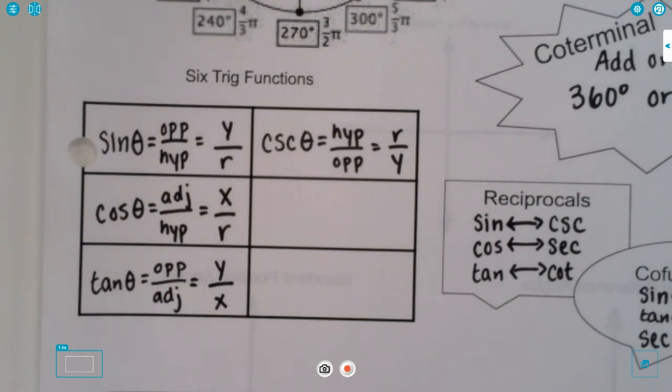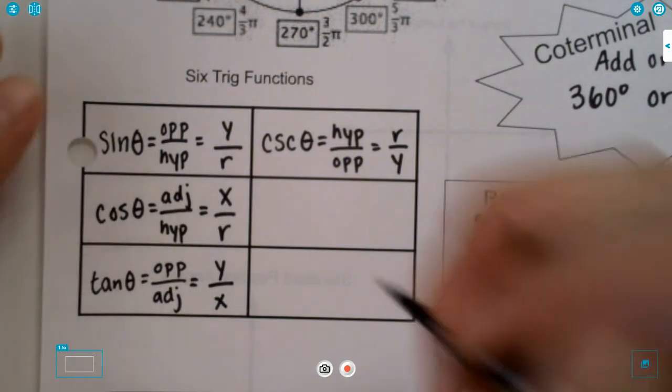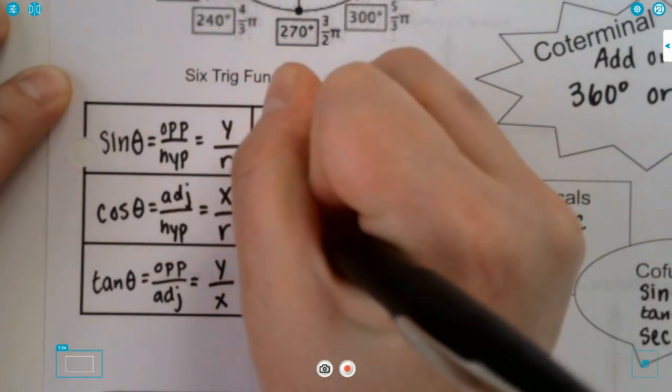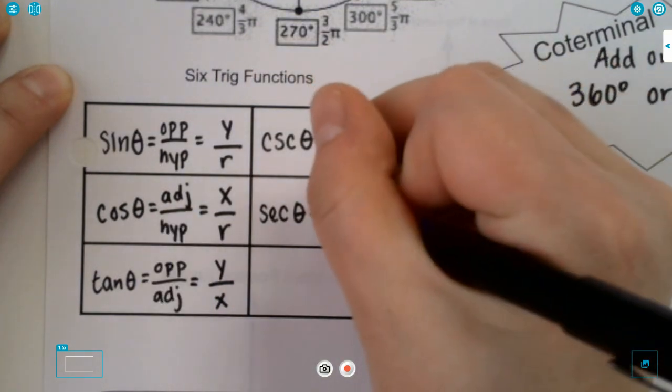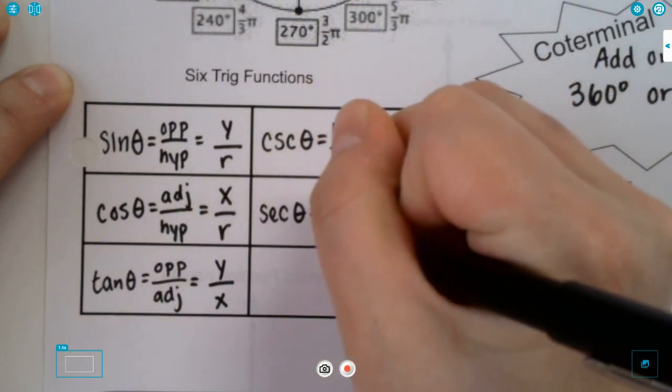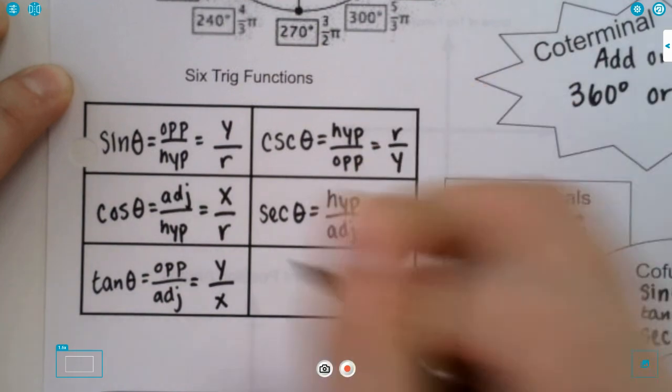All right, so cosecant. So we've got cosine. The reciprocal of cosine is secant, so just flip those guys over. So secant of theta would be hypotenuse over adjacent, and it would be r over x.